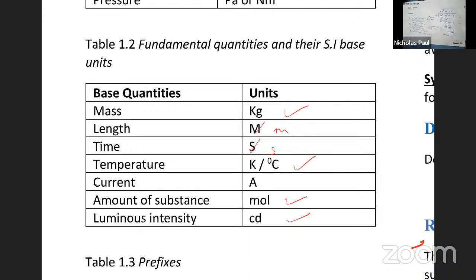Meters should be common, lowercase m, and time should be common, s. But these are the base quantities. We need to know base quantities because every other quantity will be based on these. For example, area is a derived quantity, but area is two lengths, so it's meter by meter. That's why the SI unit for area is meter squared. So you can't work in centimeters or millimeters, you work in meters.